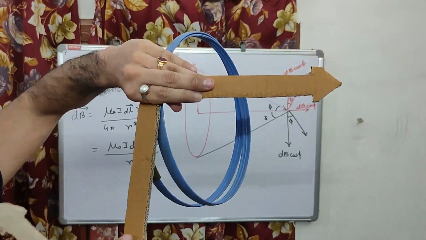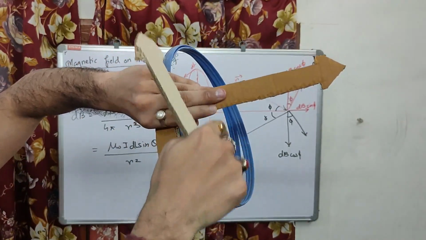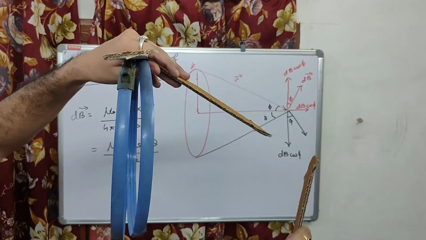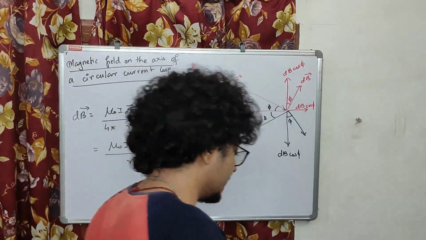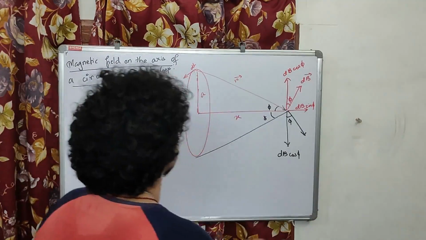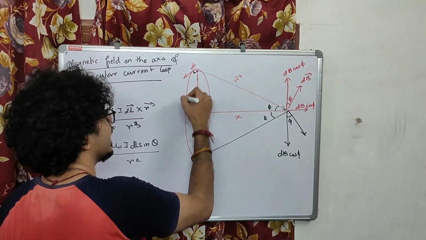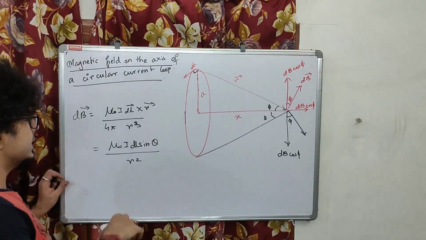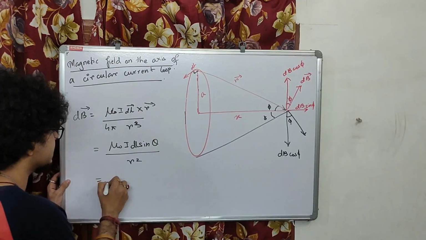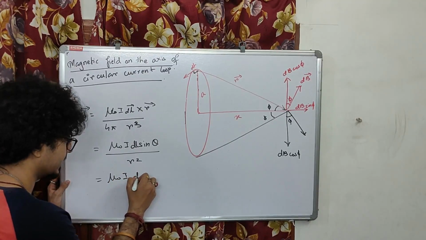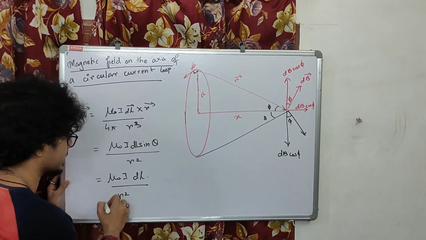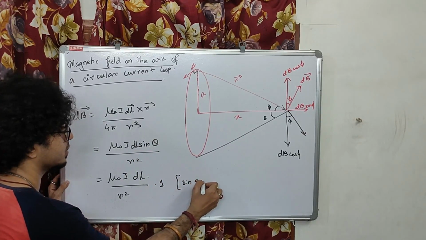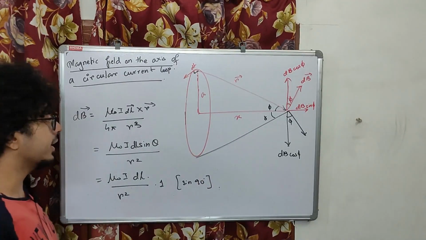Just see, this angle is 90, right? The angle between r and dl is 90. Got it? So I can say this angle is 90 at all positions. Just try to imagine. If this is 90, then ultimately this comes out to be mu naught I dl by r square, since sin 90 means 1. So this becomes very clear. Got it?